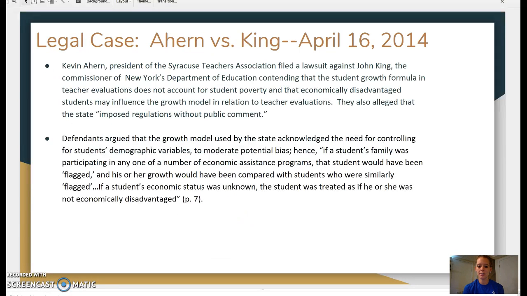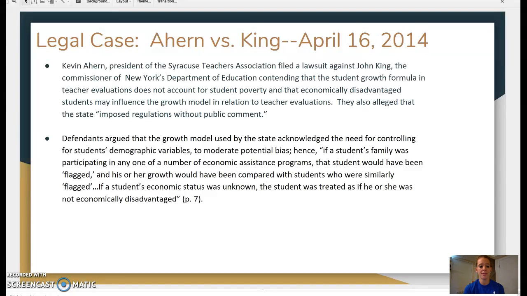So I tried to find some court cases in Colorado, but there really hasn't been anything substantial in the past 5 years. So I went back to the first article that was shared with us and found one from New York, Ahern versus King, filed in 2014, in which Kevin Ahern, the president of the Syracuse Teachers Association, filed a lawsuit against the state of New York, specifically the commissioner of the Department of Education, John King. He contended that the student growth formula in teacher evaluations in New York did not account properly for student poverty, and that economically disadvantaged students may influence the growth model in relation to teacher evaluations.